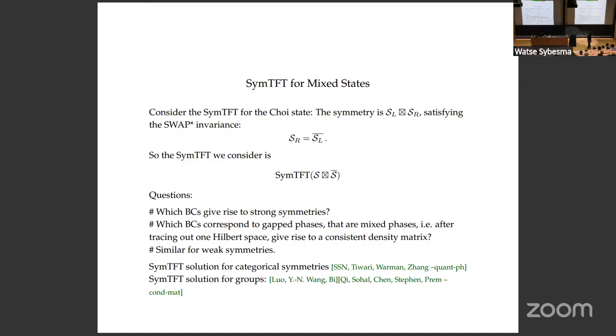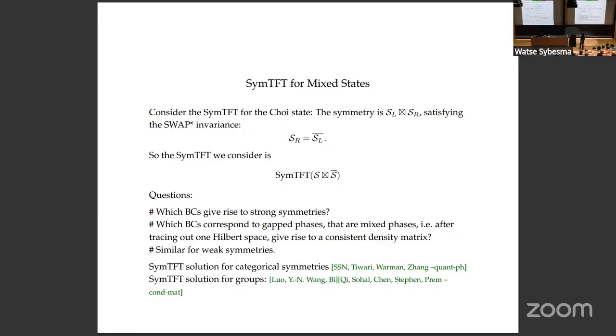So now the question is, if I have this pure state classification for phases, can I now also get the mixed state classification? Which boundary conditions of the SymTFT for this doubled symmetry give rise to strong symmetries, to weak symmetries? What kind of properties are there? And also, is any phase of the SymTFT also a mixed state phase?